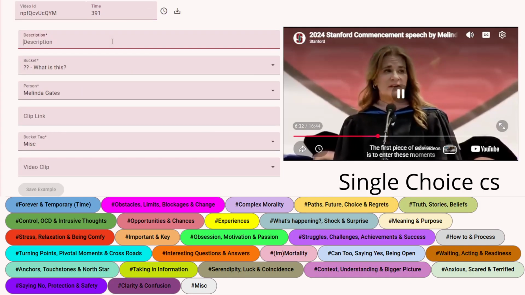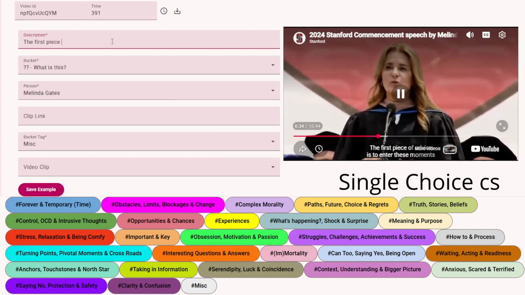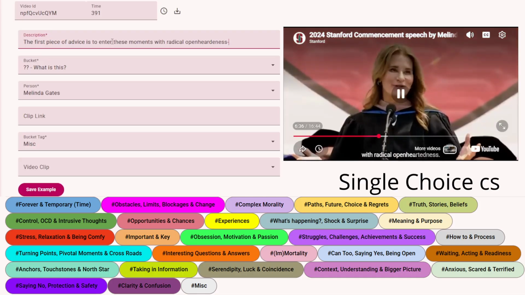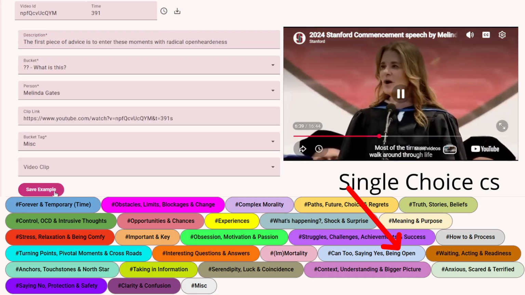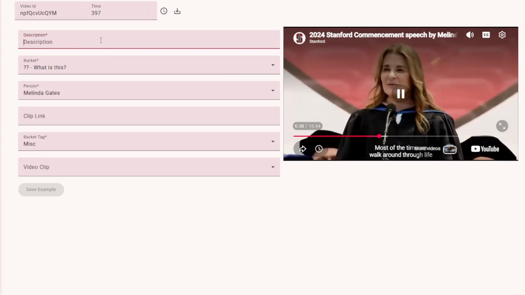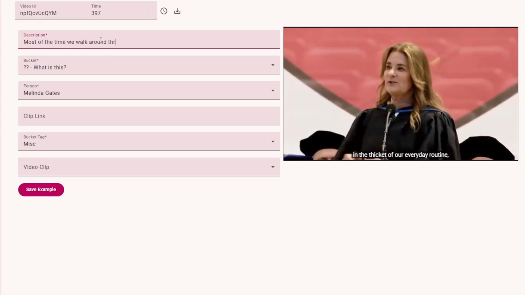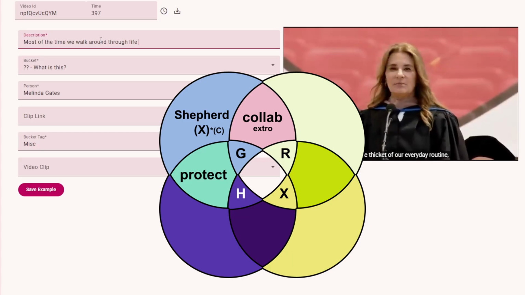The first piece of advice is to enter these moments with radical open-heartedness. Open-heartedness again makes me think she's receptive demon. This is tricky though, because even people who are savior receptive can say these things because they never learned better. But in any case, this is choice again. Most of the time, we walk around through life in the thicket of our everyday routine. Everyday routine may be choice, but mostly a see explore last in this.